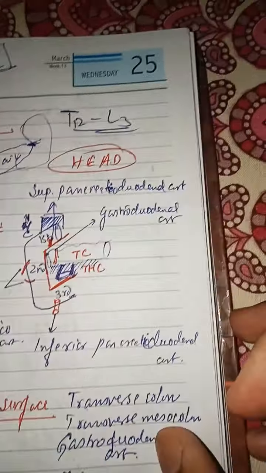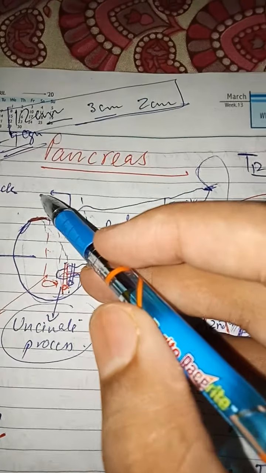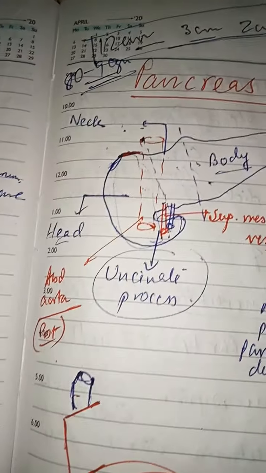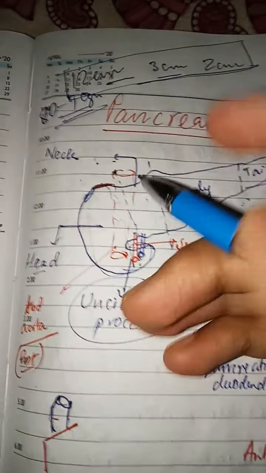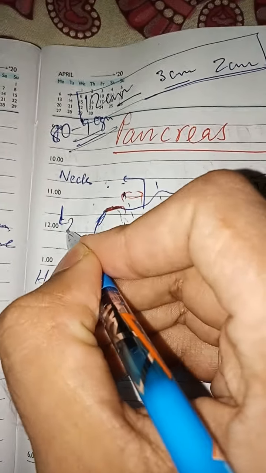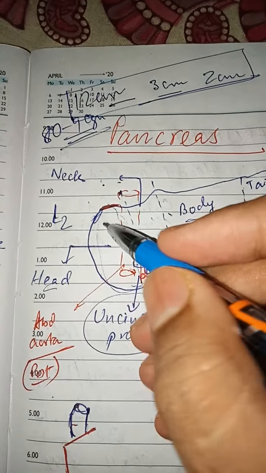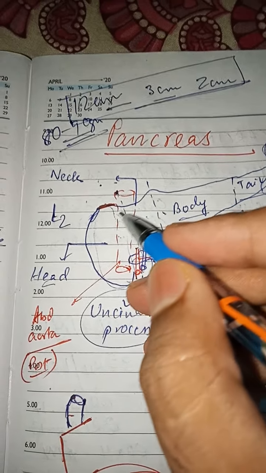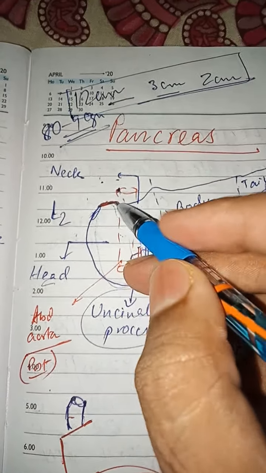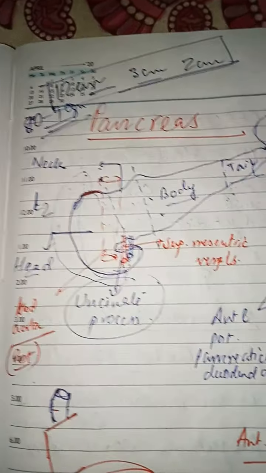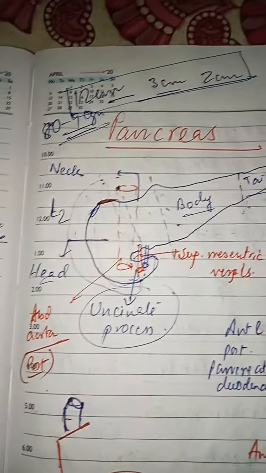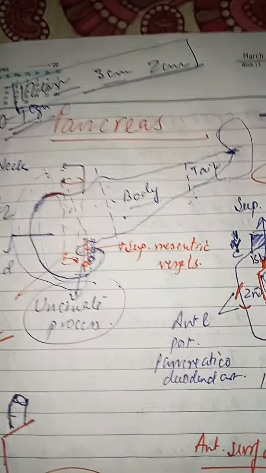Now coming to the head of the pancreas. The head of the pancreas is the enlarged disc-shaped right end of the pancreas, which lies opposite the L2 vertebra. It is a C-shaped part because here the C-shaped part of the duodenum is present along with the head of the pancreas.